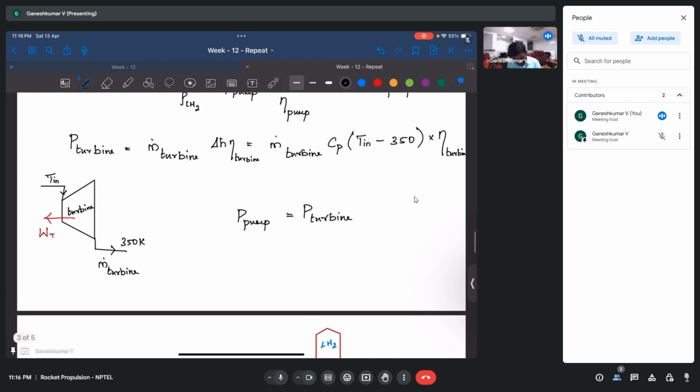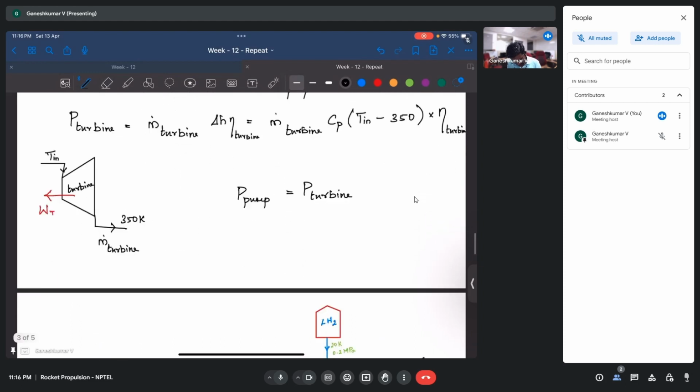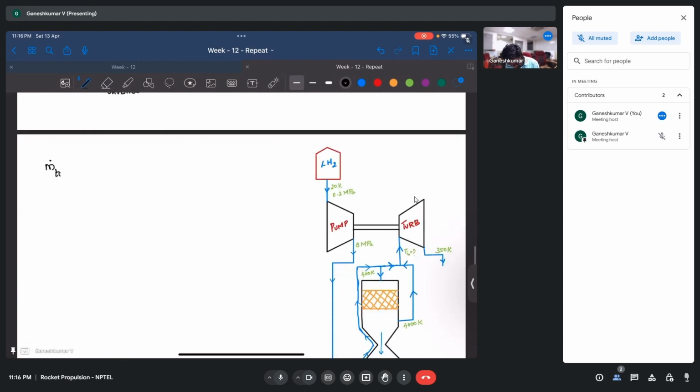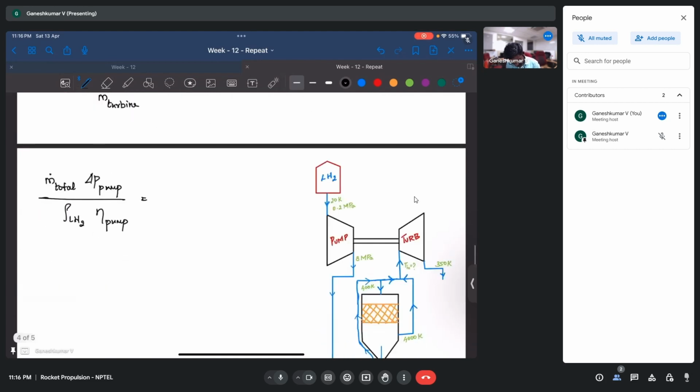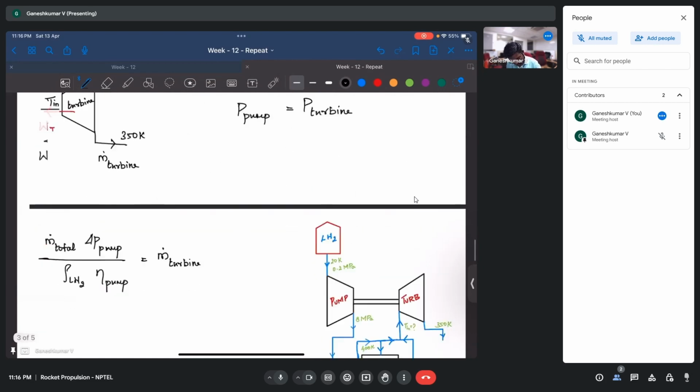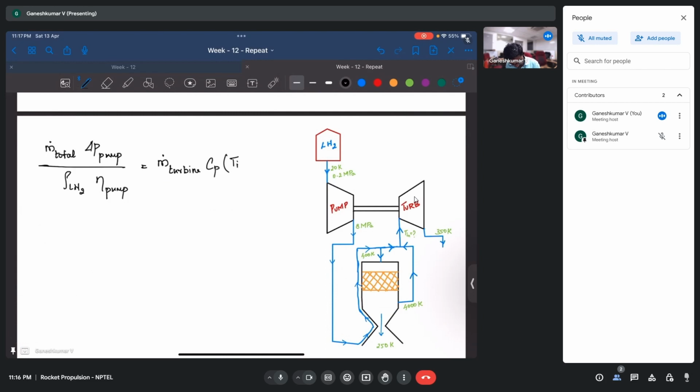So if we equate these two, let's try to equate these two. What happens? M dot total times delta P of pump divided by rho of LH2 into eta of pump is equal to m dot turbine into Cp of T in minus 350 into eta of turbine. Okay, so this is the relation.